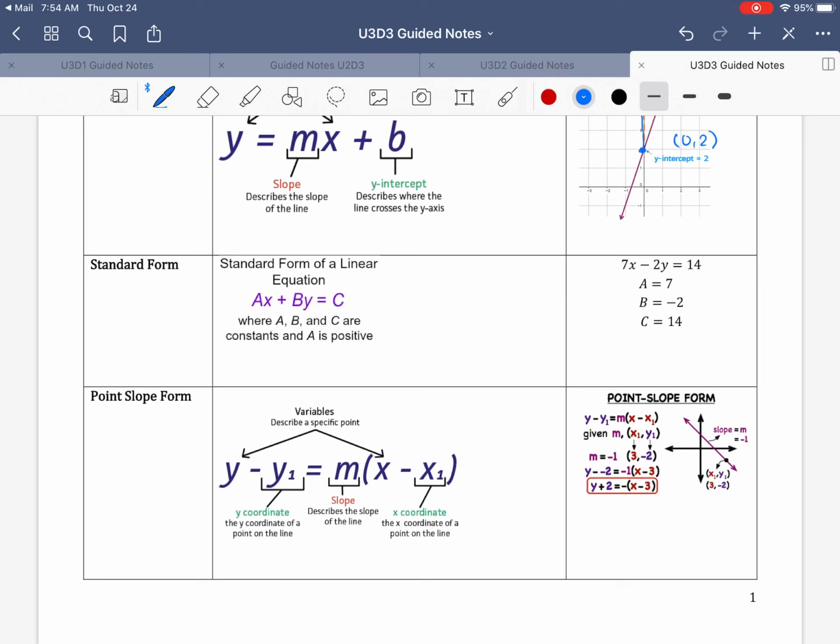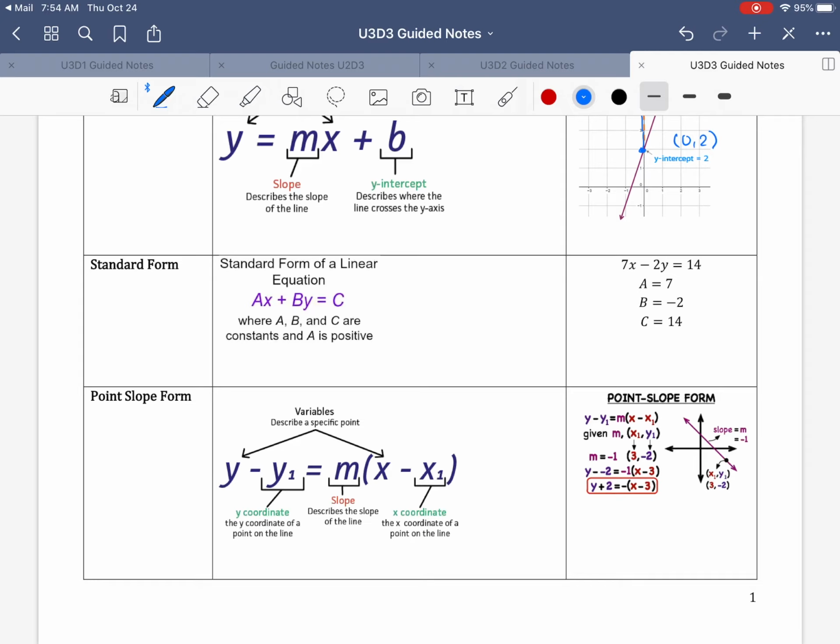The standard form of a linear equation is ax plus by equals c, where a, b, and c are all numbers, constants, and a is a positive number. So here we see 7x minus 2y equals 14, where a is equal to 7, b is equal to negative 2, and c is equal to 14.